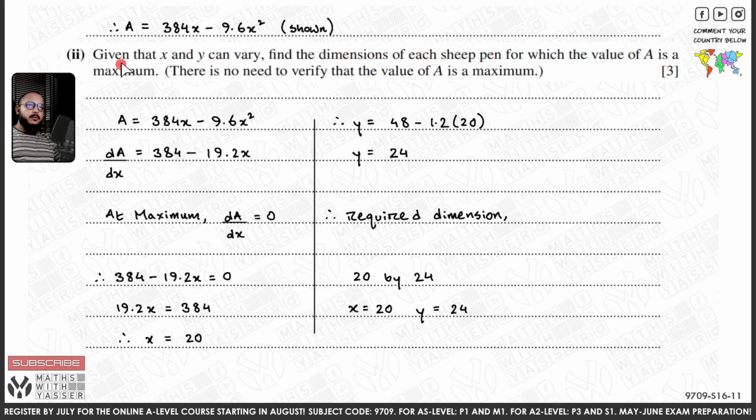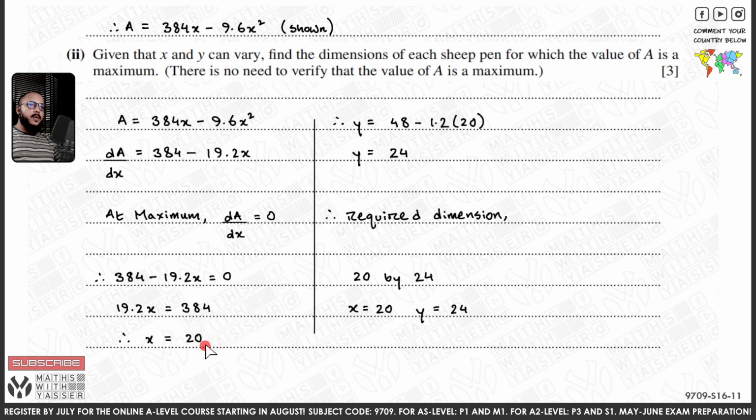In the next part of the question, it says given that x and y can vary, find the dimensions of each sheep pen for which the value of A is a maximum. There is no need to verify that the value of A is a maximum. So A is this, and whenever you are asked to find the value for which it's a maximum or minimum, we need to do differentiation. Also, at maximum or minimum, dA by dx will be equal to 0. So let's first differentiate this. So 384x will become 384, and this will become 2 times 9.6 is 19.2, and x to the power 2 minus 1 is 1. So 384 minus 19.2x is equal to 0. Therefore, 19.2x is 384.